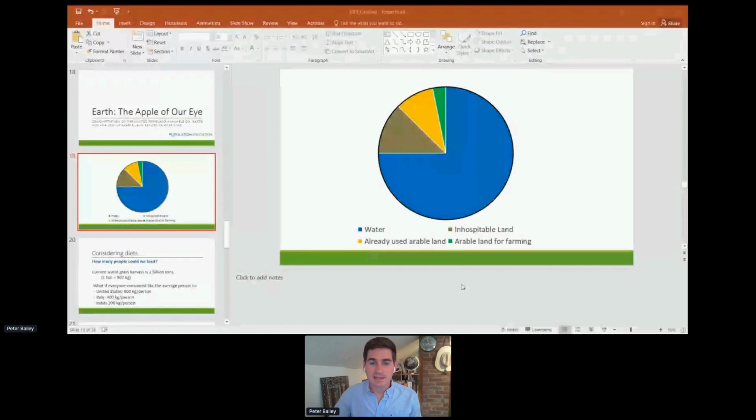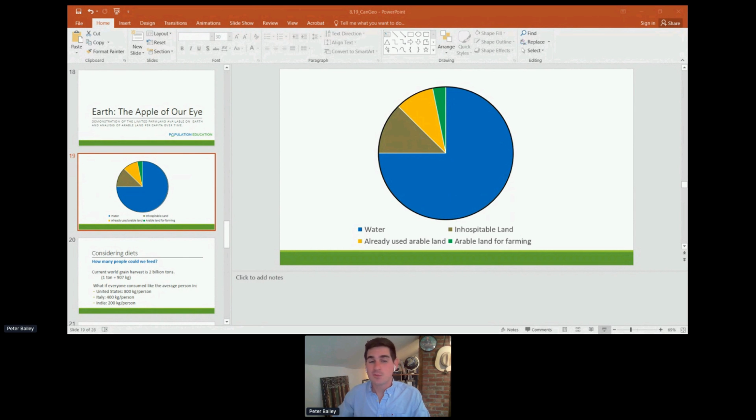This is displayed in this graph here. As well as for our secondary students, part of the lesson is considering diets and looking at how many people we could feed with our current world grain harvest, which is about 2 billion tons. However, each country is different.